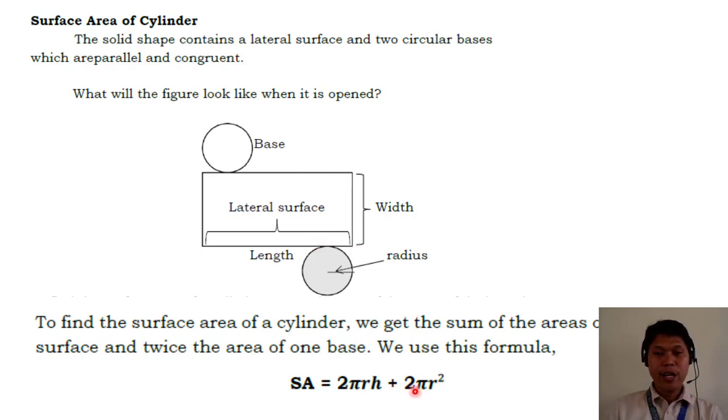Next, where is this 2 pi r squared coming from? We know that the area of a circle is pi r squared, and there are two congruent circles, so it is 2 times pi r squared. Okay, so that is the derivation of the formula for the surface area of a cylinder. So for any cylinder, we are going to solve for the surface area using this formula.